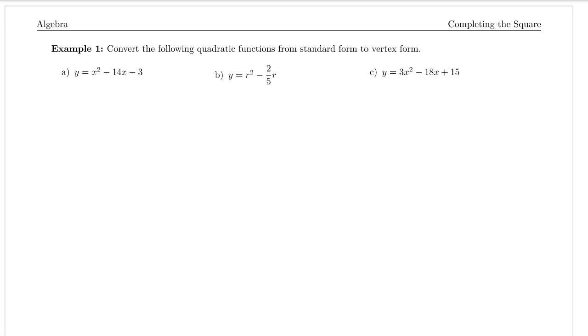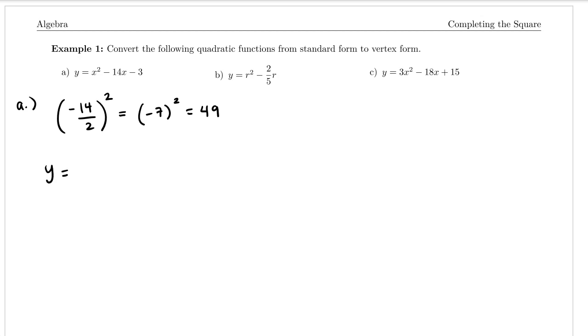Example 1 says convert the following quadratic functions from standard form to vertex form. So in part A here, just like we did previously, I want to take the b value, or the coefficient of x, which in this case is negative 14. Then we want to divide it by 2, or cut it in half, and then square it. So that's going to be negative 7 quantity squared, which is equal to 49.